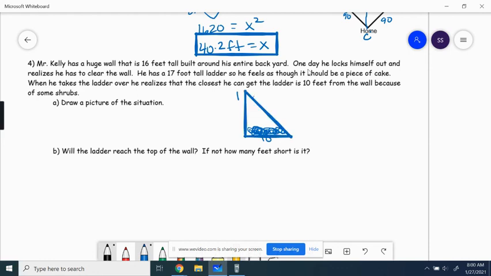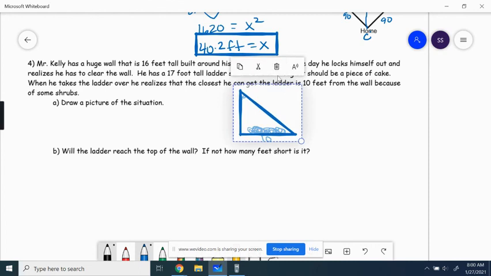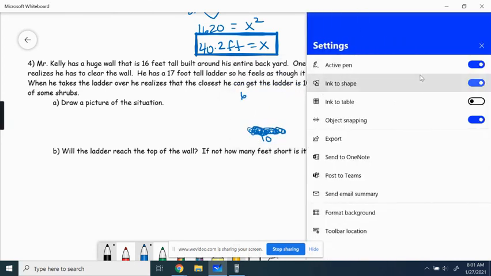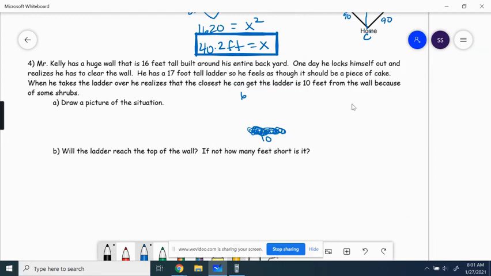Okay, here's 17 feet. Here's the 16 feet. 17-foot ladder. We're not sure if this is going to be long enough. So what you're trying to figure out, you have a, you need to find b, and here is c. 16 is kind of irrelevant. We're just looking to see if this height, b, is going to be 16 or higher. If it's not, he's not going to make it. Okay, I'll leave the rest for you.